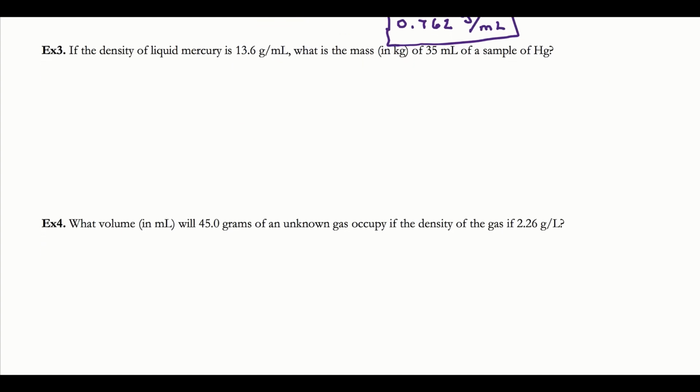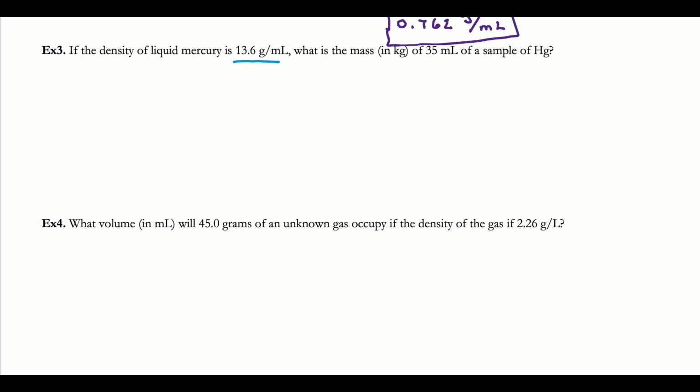All right, for the next question, it says if the density of liquid mercury is 13.6 grams per mil, what is the mass of 35 mils of a sample of mercury? Now, traditionally, you can, and it's not wrong, use the formula density equals mass over volume. I find that students make a number of careless errors when they do that. Instead, what I recommend doing is actually using density as a conversion factor. So let me show you what that looks like.